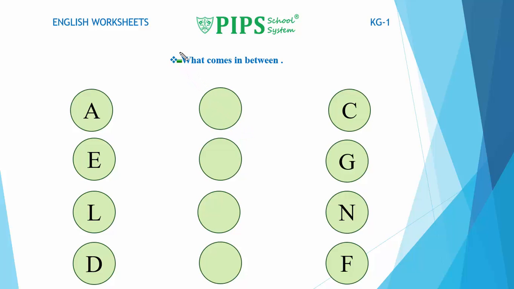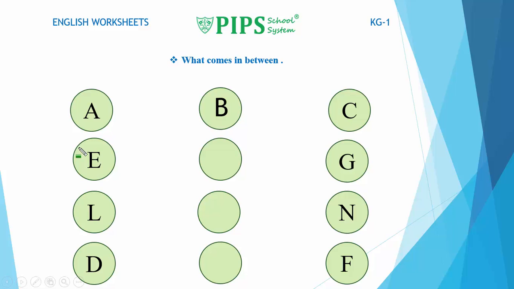Today our topic is what comes in between. KG1 class, first of all take your pencil and complete this task with me. Okay students, let's start. The first letter is A. This is the capital letter A and the last letter is C. This is the capital letter C. Do you know what comes between A and C? B comes between A and C. Now we will write the letter B in the circle like this.